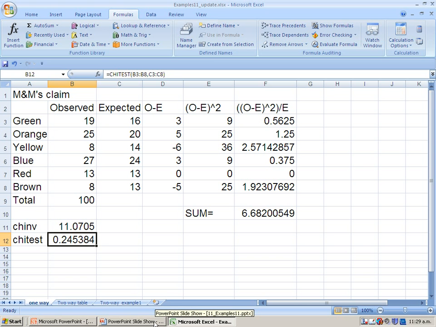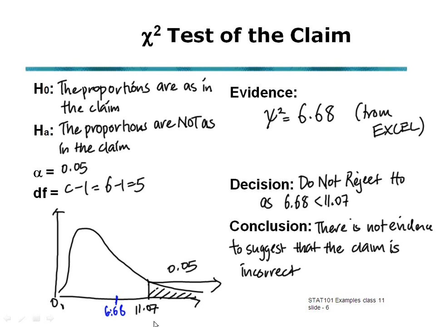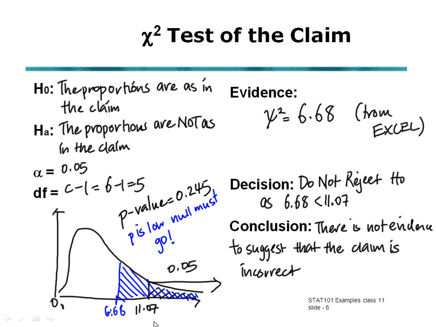Now, if we go back to our template to think about what that p-value looks like, the p-value for the test is 0.245. And the p-value, of course: if P is low, null must go. Compared with alpha, a p-value of 0.245 is larger than alpha, which is further evidence that we do not reject. So we can also show that p-value on our diagram, because the p-value is the probability of getting something as unusual as our test statistic, or even more unusual by chance if the null hypothesis is true. So we can shade in that p-value as an area on our chi-square distribution. It's much bigger than the alpha value, and so we do not reject.